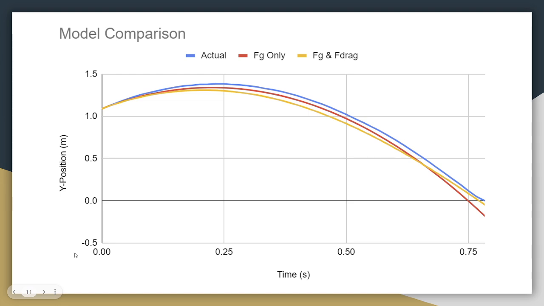This is the model comparison. As you can see, the actual model shows a higher trajectory and took a longer time to reach the ground because there was air resistance and possibly some other factors that affected the motion. And the gravity only model shows the fastest time to reach the ground because there's no force acting against its motion.